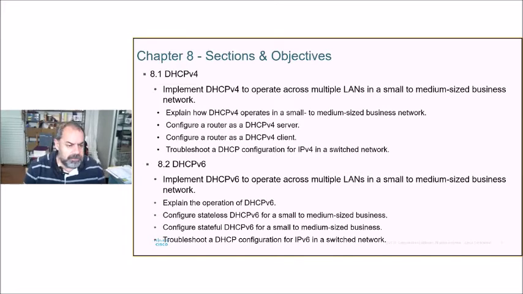We're also going to do DHCP for IPv6, again across multiple LANs, and we'll talk about how it operates, because it does operate differently to IPv4, because IPv6 is normally stateless, or easily stateless. And of course we'll look at both stateless and stateful DHCP, and we'll look at troubleshooting that as well.